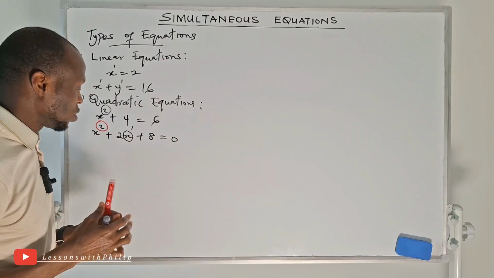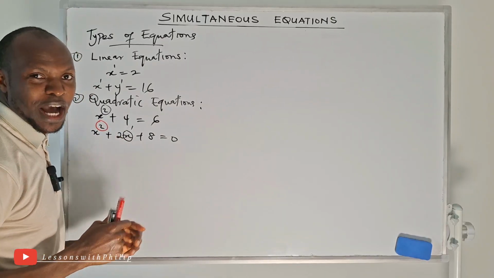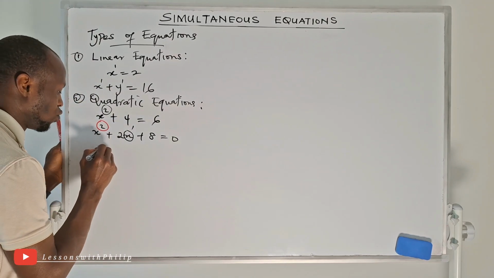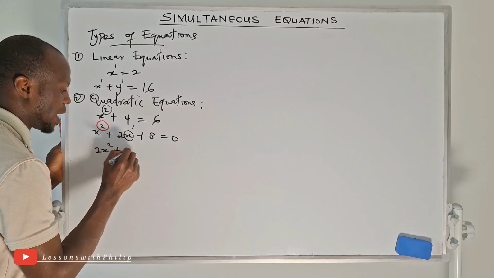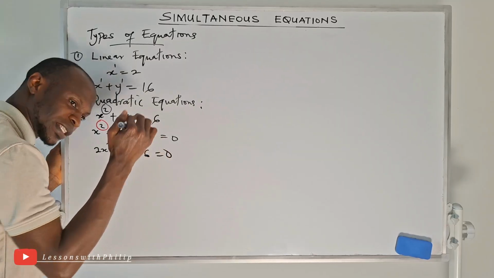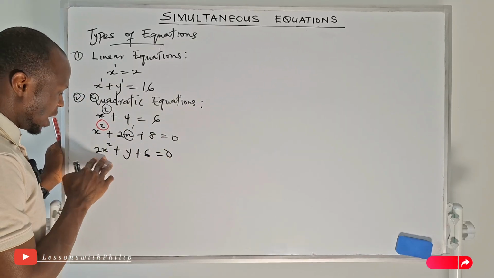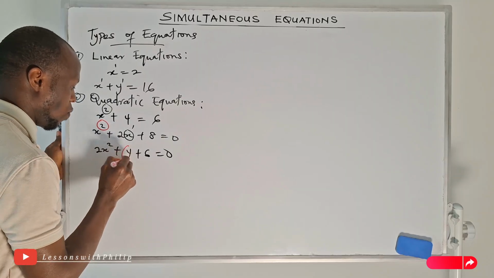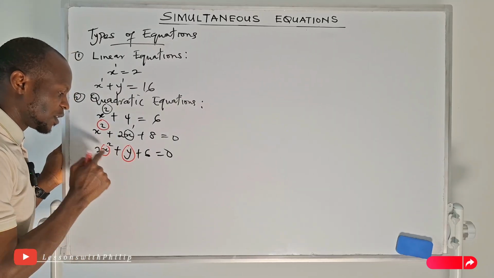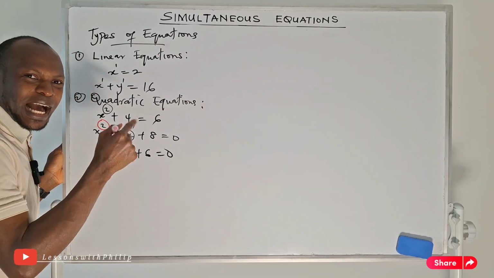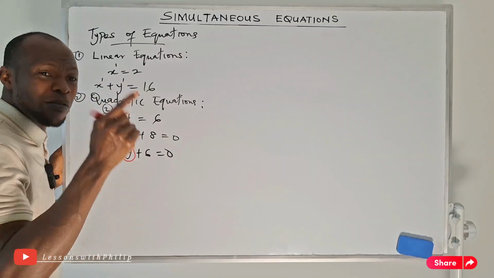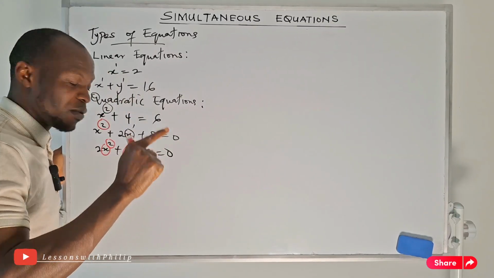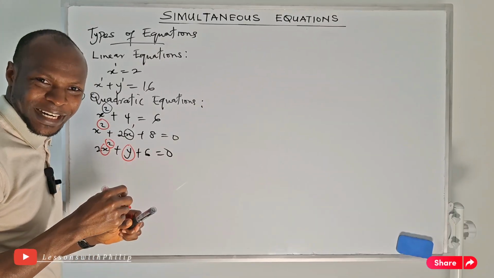In a quadratic equation, you can have only one variable or you can have more than one variable. For example, you can have 2x squared plus y plus 6 equals 0. This is still a quadratic equation. Though there are two variables, y and x, one of them carries the highest power of 2. As long as one of the variables carries 2, it's still a quadratic equation.